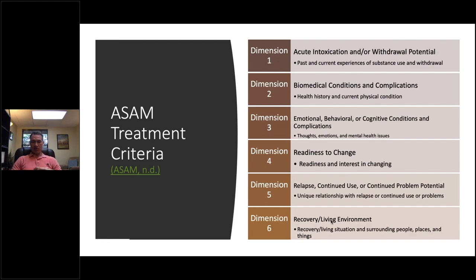Then finally, we have dimension 6, which is what's their recovery environment like? So do they have social supports? Do those supports support them in maintaining or establishing abstinence? Do they support them in their recovery? Do they live with people that they have very conflicted relationships with? Are they in an environment where they have easy access to substances? Does their drug dealer live 2 doors down? Those kinds of things. Are they involved in a support group? Do they have a sponsor or a fellowship? Those are things that you're looking at with dimension 6.